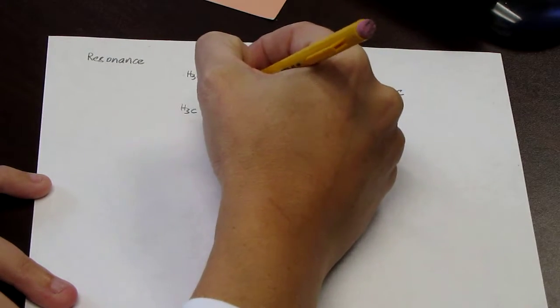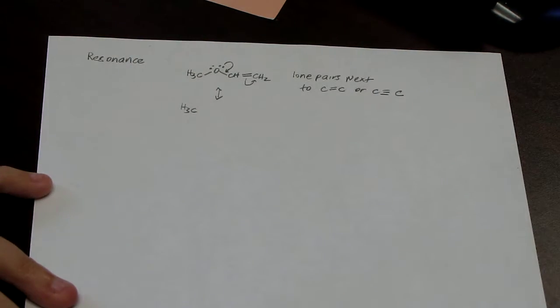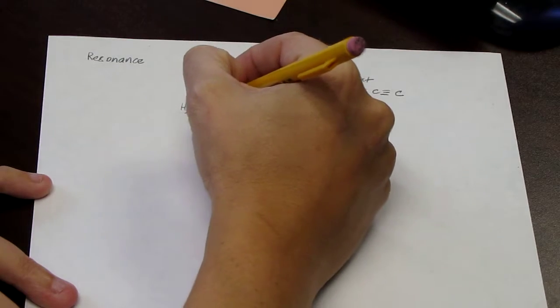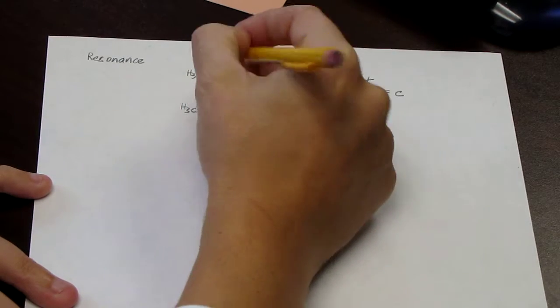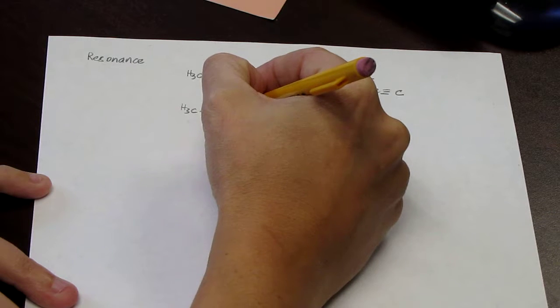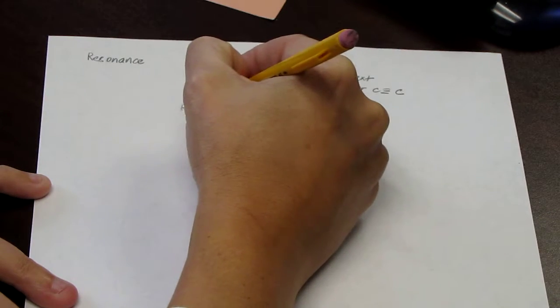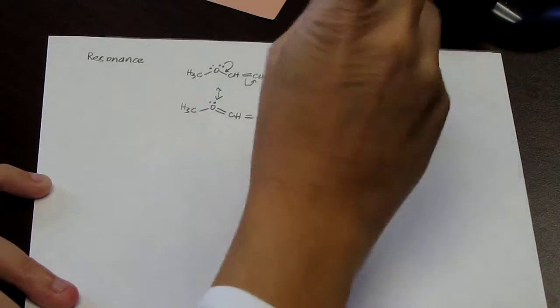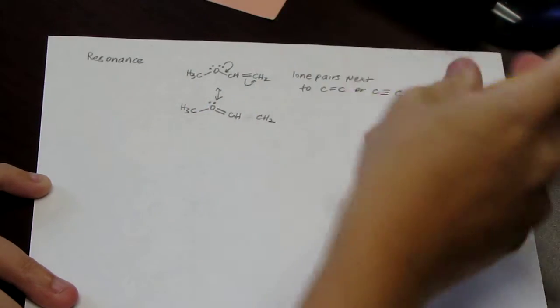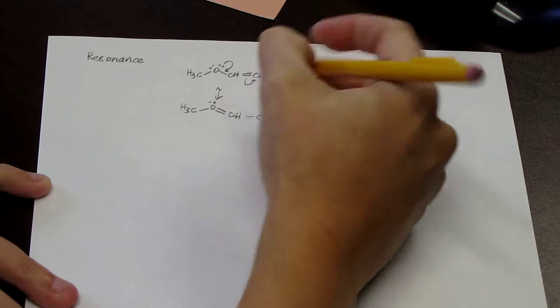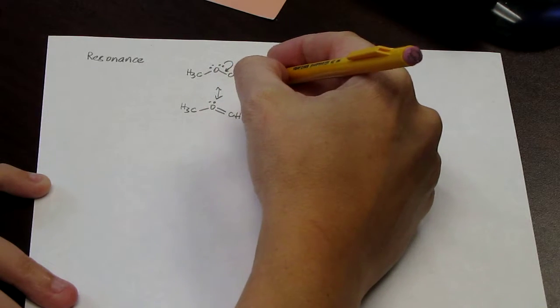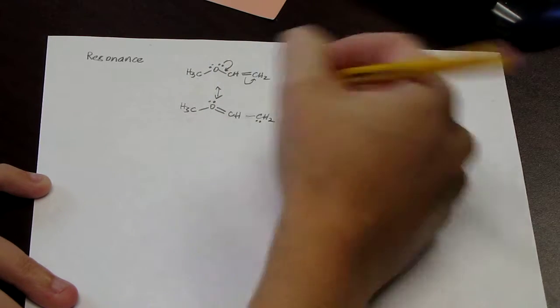And when we draw resonance structures, we use the double-headed arrow. With pushing these in, we now have a double bond here, one lone pair left here, a single bond here, and then an extra pair of electrons out here.